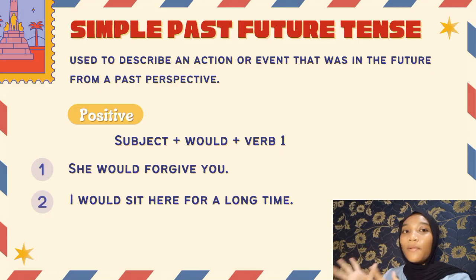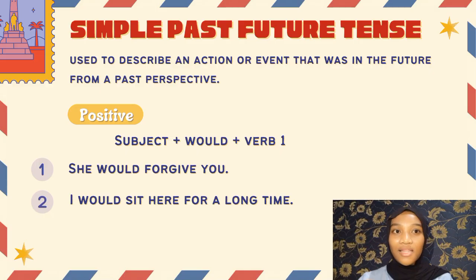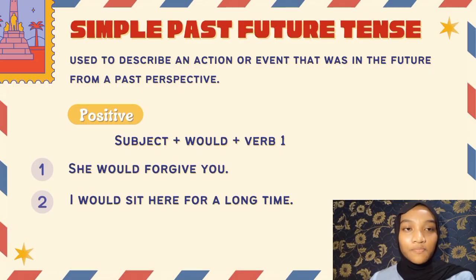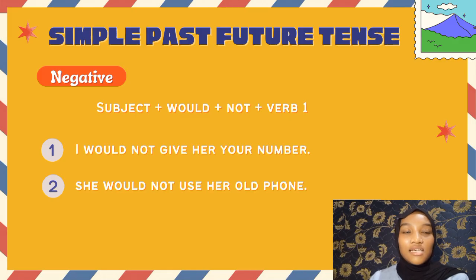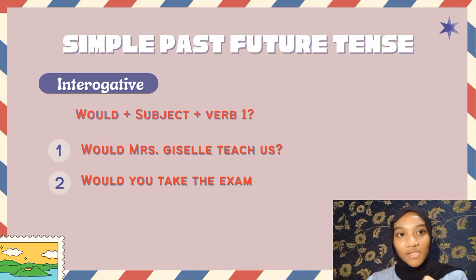Next is simple past future tense. The simple past future tense is used to describe an action that was in the future from the past perspective. For the positive forms, the formula is subject, would, and verb 1. For the negative forms, the formula is subject, would, not, and verb 1. For the interrogative forms, the formula is would, subject, and verb 1.